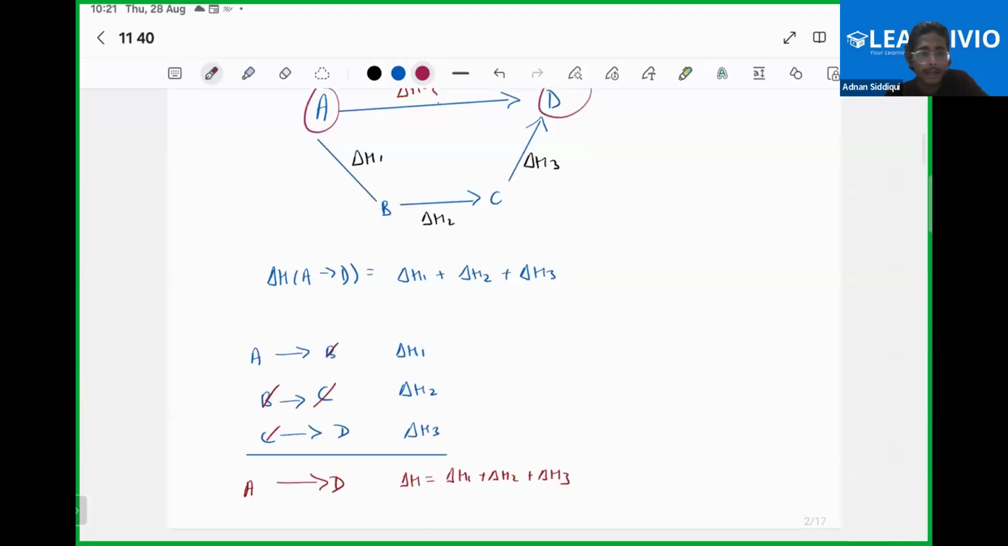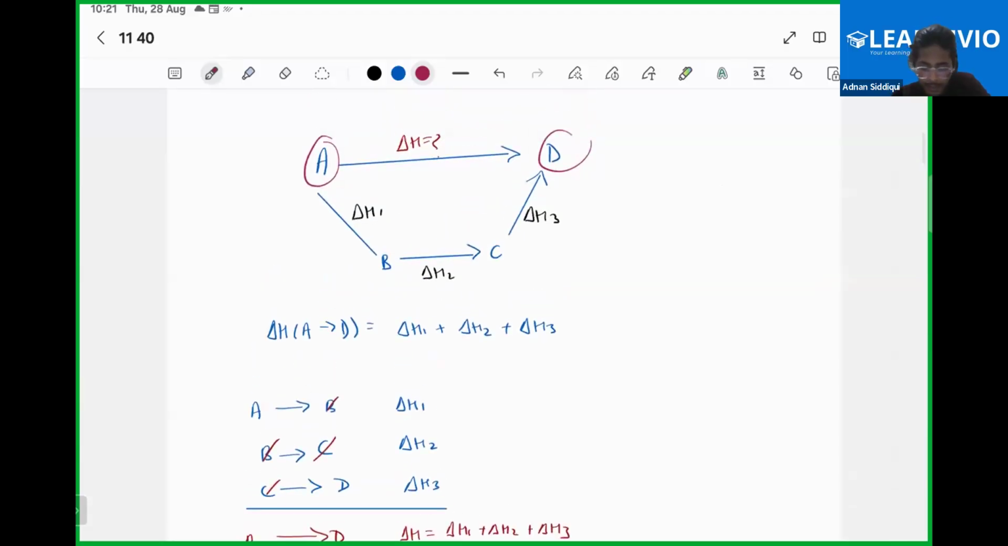So if we are talking about delta H from A to D, then we can say it is going to be the sum of A to B, B to C, and C to D.